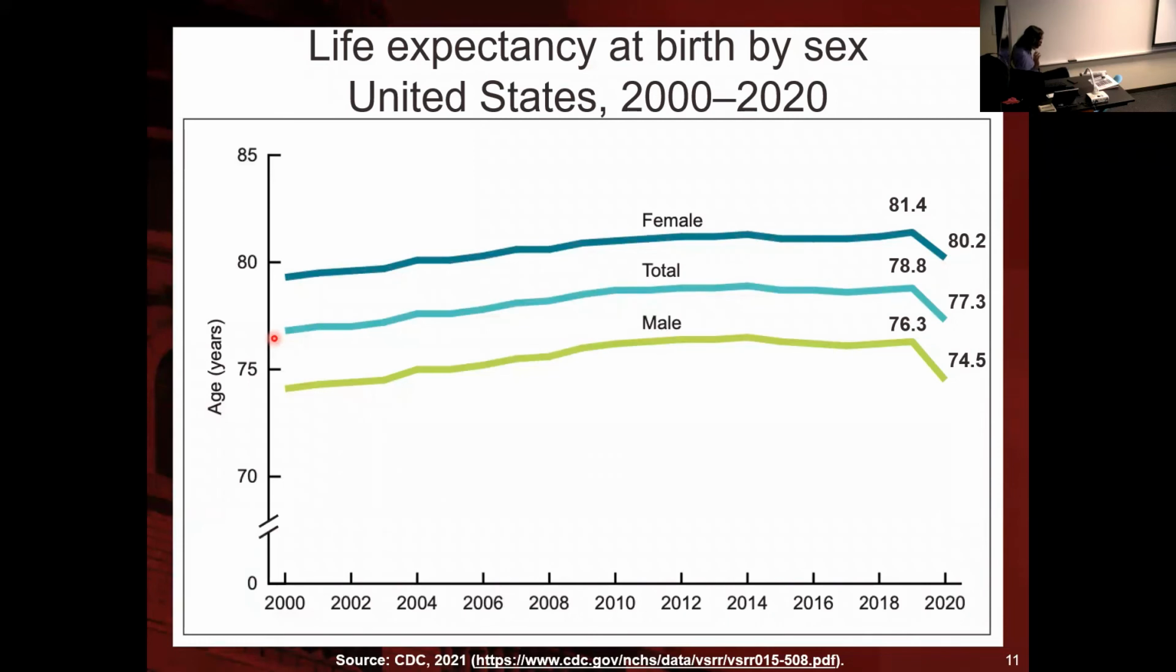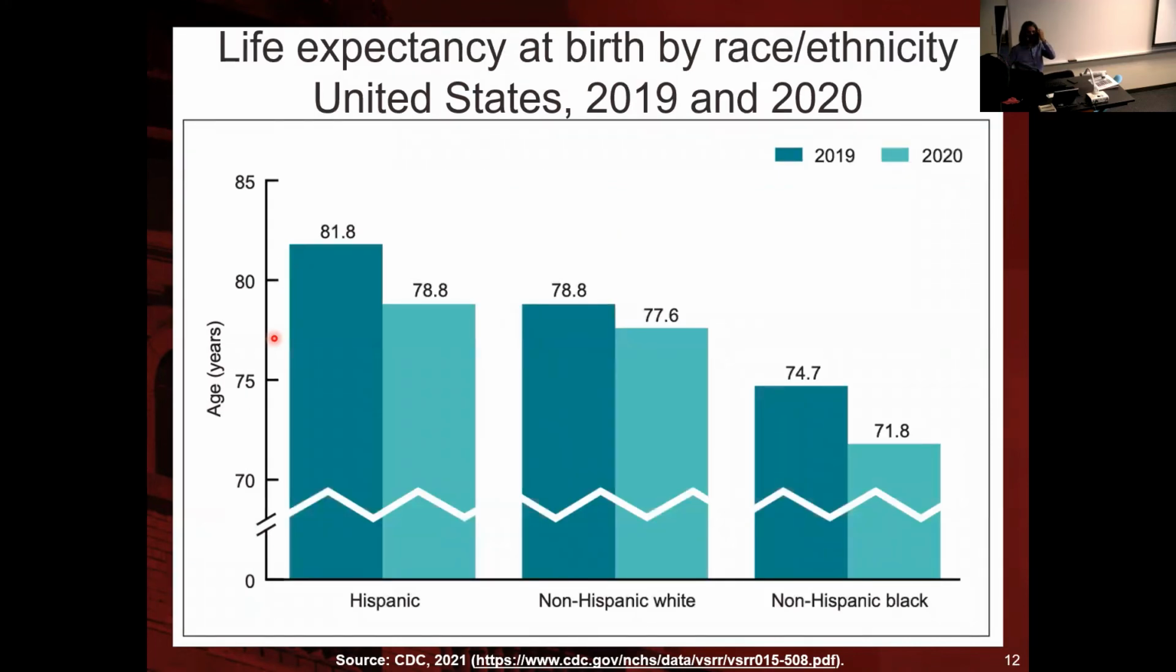And I got data from the CDC, reliable data, good methodology, concern with how we estimate this, all these indicators. If we break down life expectancy at birth by race, ethnicity, now focusing just on two years, 2019 and 2020, all groups decline over time. Hispanic, non-Hispanic white, and non-Hispanic black. Those are the three race ethnicity groups being shown here. Of course, we also have non-Hispanic Asians, non-Hispanic Native Americans, and other groups.